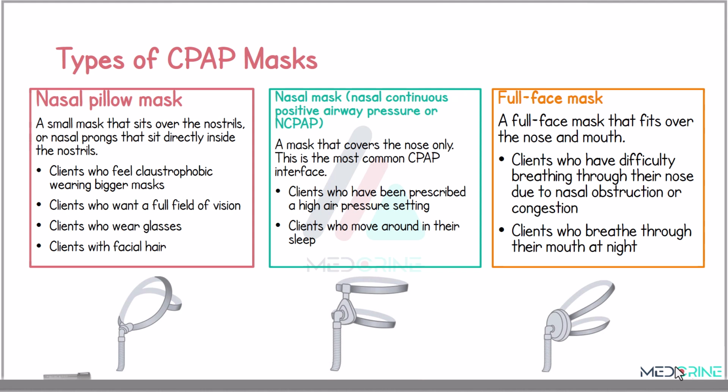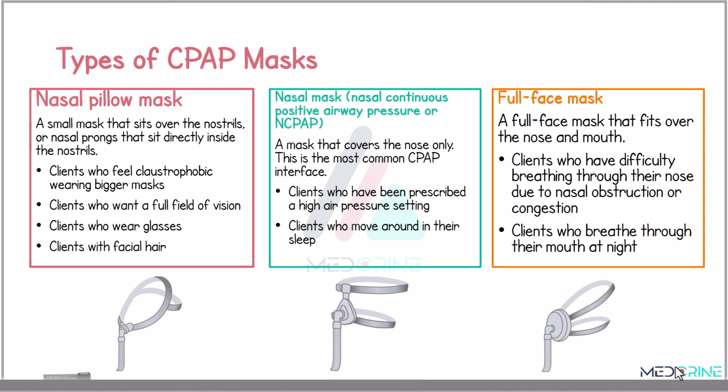There are three types of CPAP masks, which include the nasal pillow mask, the nasal mask or nasal continuous positive airway pressure mask, and then a full face mask. In a nasal pillow mask, a small mask sits over the nostrils, or nasal prongs sit directly inside the nostrils. It is suitable for clients who feel claustrophobic wearing bigger masks, clients who want a full field of vision, and clients who wear glasses, as well as clients with facial hair.